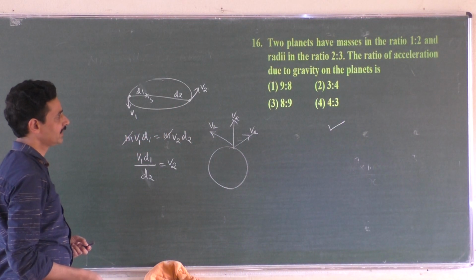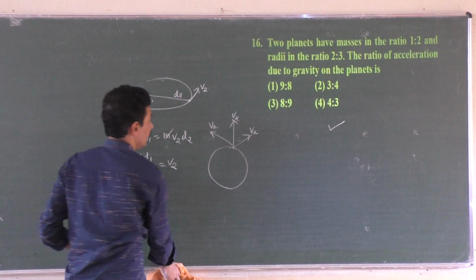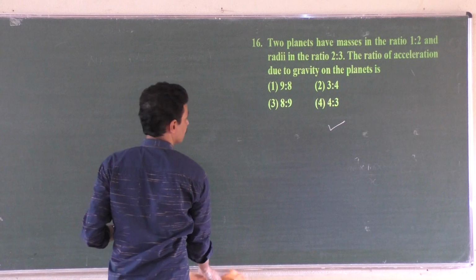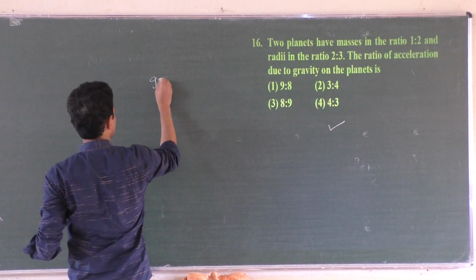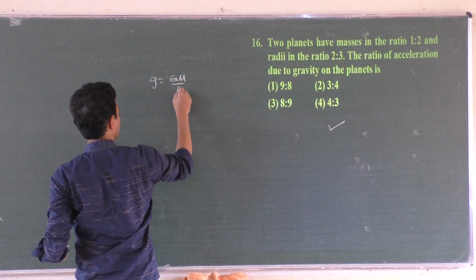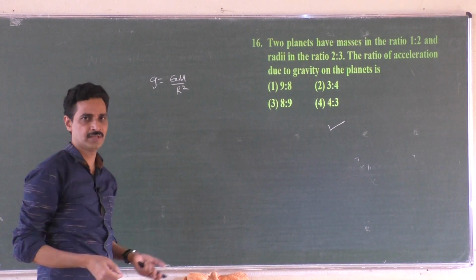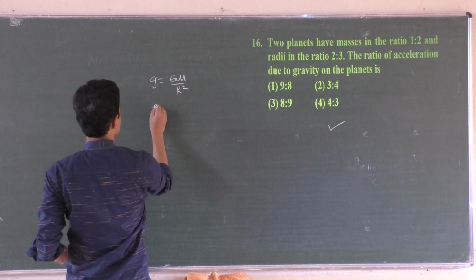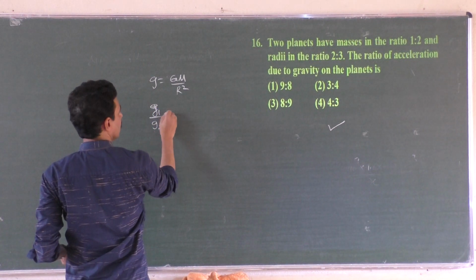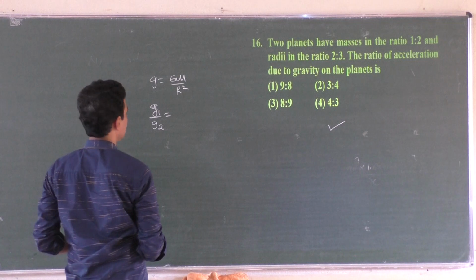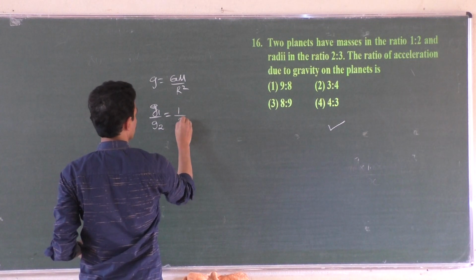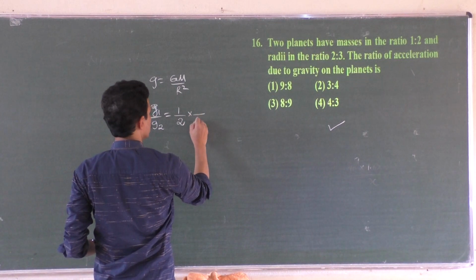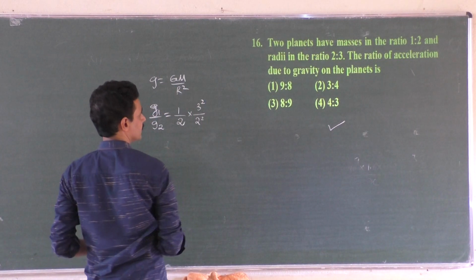16. Two planets have masses in the ratio 1:2 and radii in the ratio 2:3. What is the ratio of acceleration due to gravity? What is the formula for acceleration due to gravity? GM by r squared, the mass of the planet over the square of the radius of the planet. So g1 by g2: the masses are in the ratio 1:2, same ratio, and the radii in the ratio 2:3, so 2 squared is to 3 squared. Radius comes in the denominator.